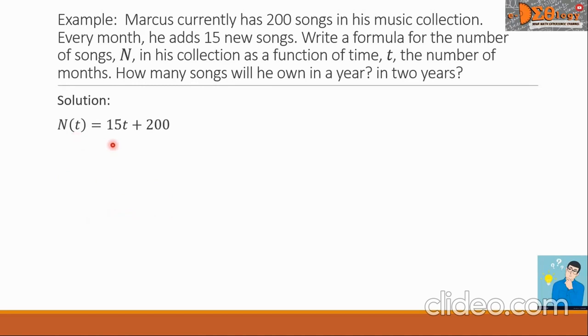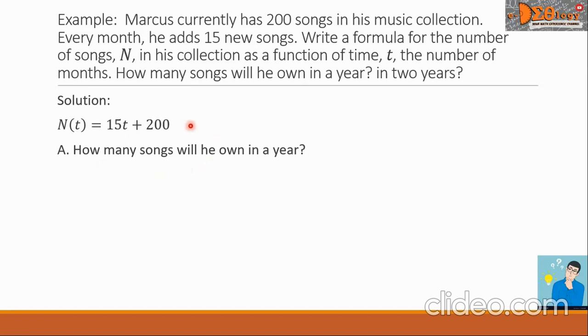Let us review that in the linear function, the 15 here, which is the coefficient of the variable t, is the slope, and the 200 here is the y-intercept. Let us now answer the first question. How many songs will he own in a year?